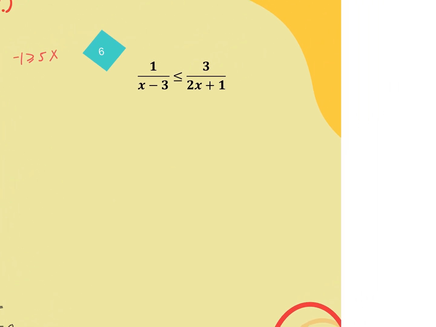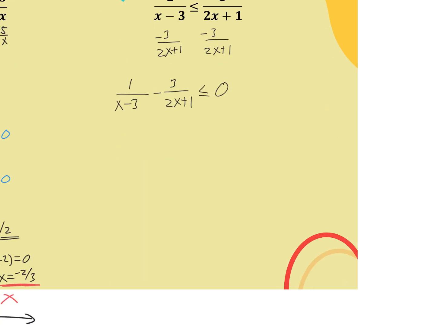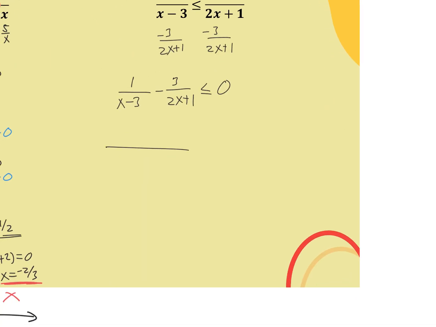And let's try the same thing over here. I'm going to get 0 on one side of my inequality. So I'm going to subtract 3 over 2x plus 1 on both sides of my inequality. And so I get 1 over x minus 3 minus 3 over 2x plus 1 is less than or equal to 0. All right. And then our common denominator, they don't share any factors in common. So it's going to be an x minus 3 and a 2x plus 1.